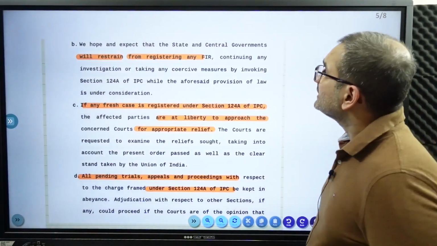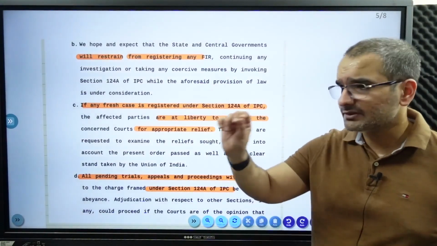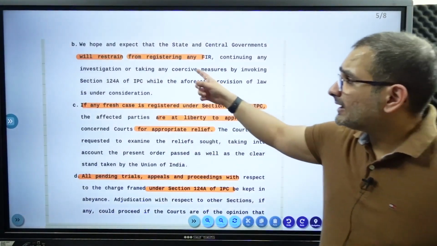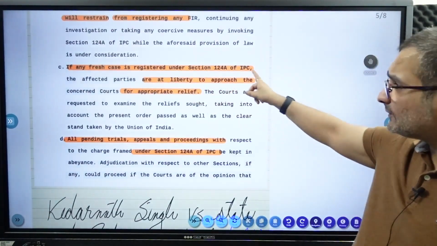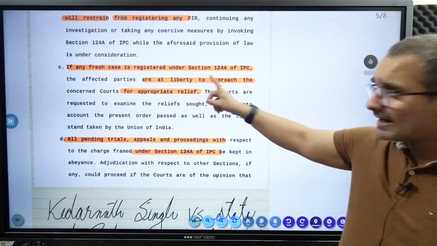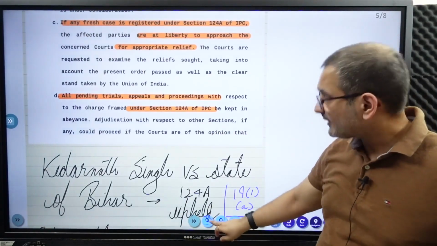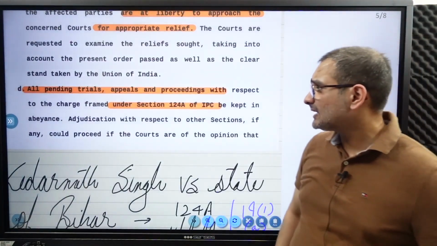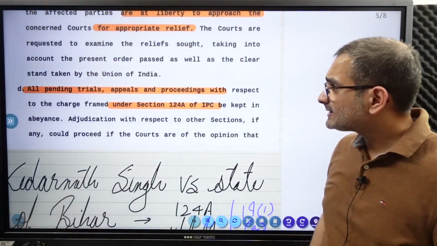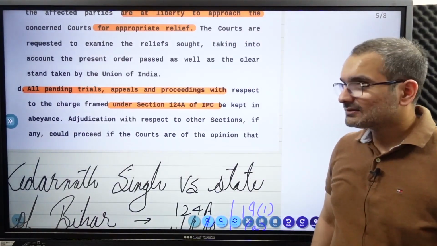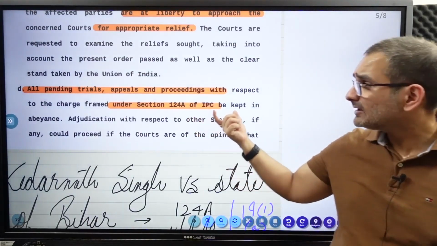Guidelines में क्या क्या दिया कि जी state and central governments will refrain from registering any FIR. इसमें पूरा एक MCQ बन जाएगा. What is the guidelines issued by the Supreme Court? So option A, will refrain from registering any FIR. If any fresh case is registered under section 124A of the IPC, the affected parties are at liberty to approach the concerned courts for appropriate reliefs. All pending trial, appeals and proceedings with respect to the charge framed under section 124A IPC be kept in abeyance. Now when I've read this, all pending trial, appeals, what if someone's been convicted and they have appealed it? So that's pretty much a lacuna there.